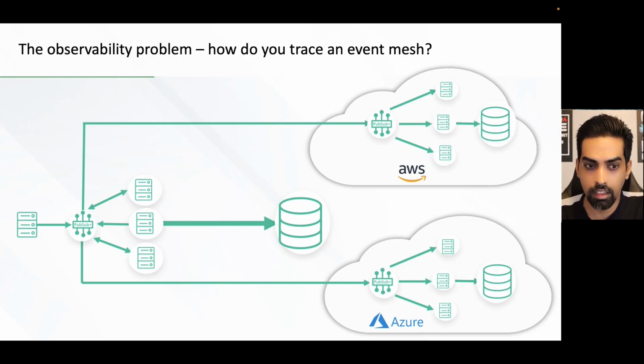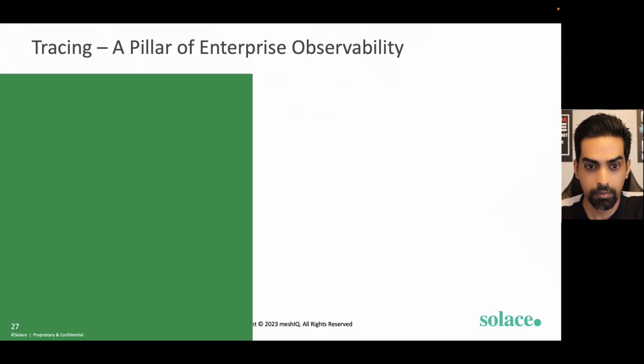And so the key thing here is, how do you manage this? Yes, you've realized the vision of decoupling your microservices, but how do you know if your microservices are performing? How do you know whether the event mesh or the event brokers are performing appropriately? And how do you trace a single payment event through this complex network that you have deployed within your enterprise? That's where distributed tracing comes into play.